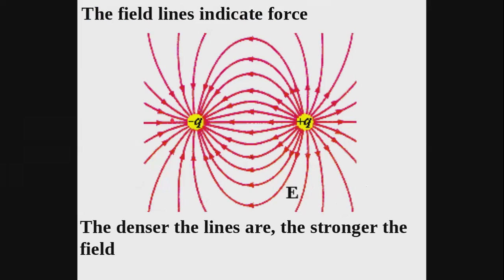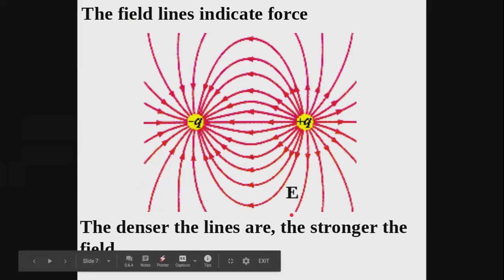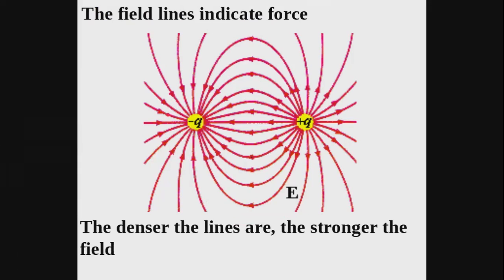One thing you want to consider here is the denser the lines are, the stronger the field. You want to be careful about saying the more lines there are. Because look, however many lines there are right there, there's the same amount when I'm close to the charge as when I'm farther away out here. But when I'm close to the charge, the lines are denser, meaning the field is stronger. So line density is what gives you the strength of the field.